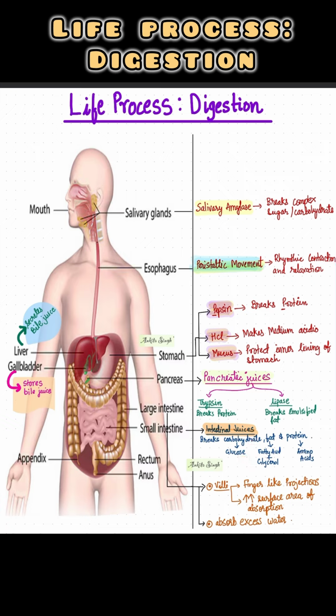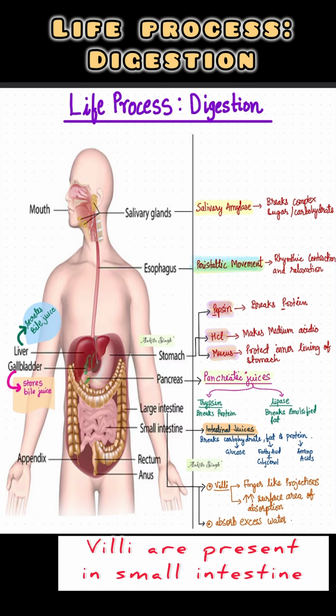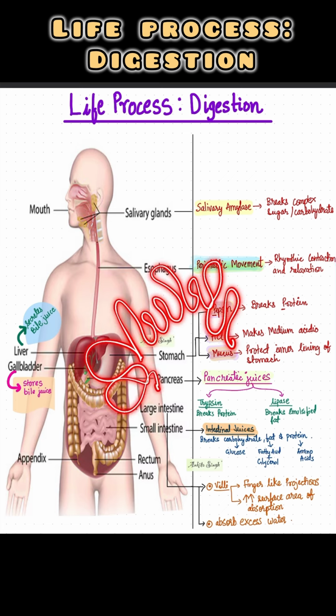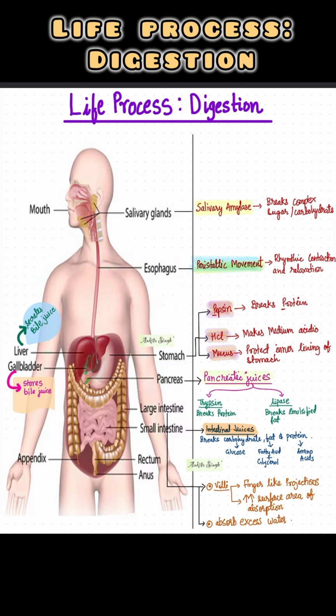Now, the last part is, you can see here, we have the small intestine, and apart from the small intestine we have the large intestine. Now, the small intestine has various small finger-like projections. Many such finger-like projections are present on the walls of the small intestine, and these projections are known as villi, and these villi help in increasing the surface area of absorption. All the glucose, fatty acids, amino acids will be absorbed into the blood vessels with the help of these villi. And apart from that, all the excess amount of water is reabsorbed from the large intestine.